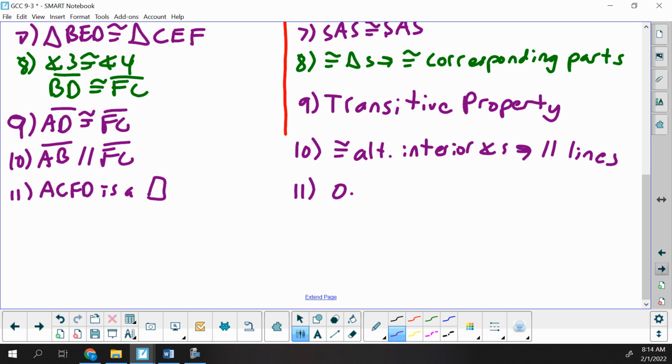And our reason, we have one pair of sides congruent and parallel implies parallelogram.